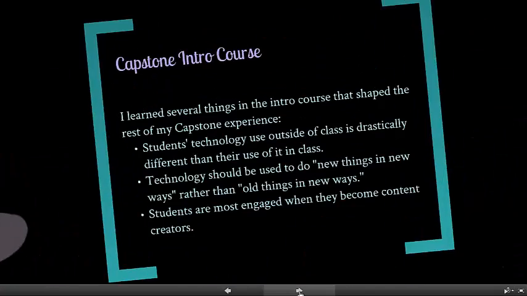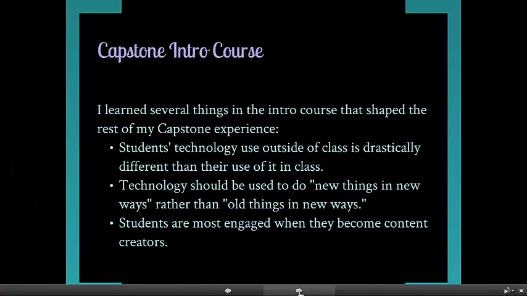In the intro course, I learned several things that would influence the rest of my Capstone experience. First, I learned that students' use of technology outside of the classroom was quite different from their use of it in class. I think this is an important realization for classroom teachers to have if they are going to make effective use of technology as an instructional tool.